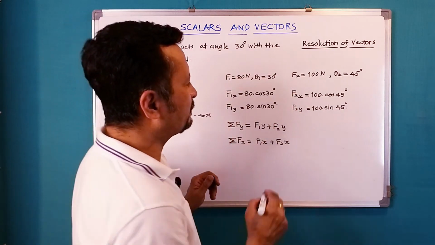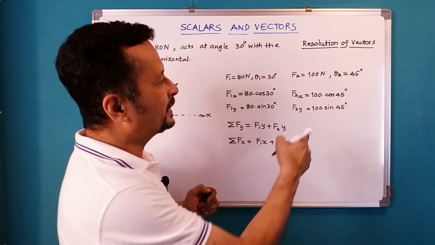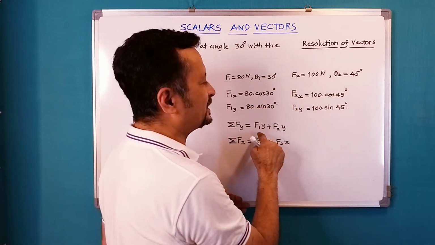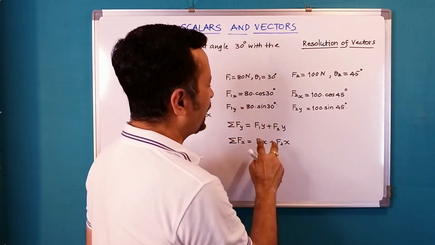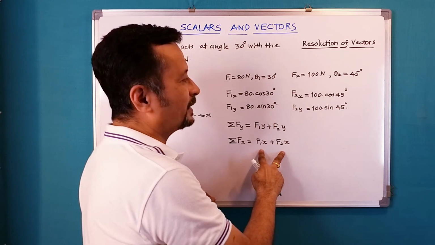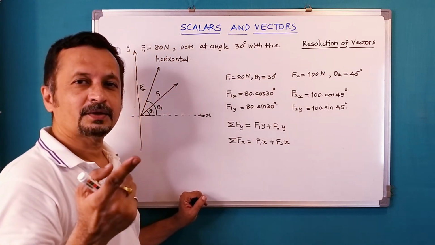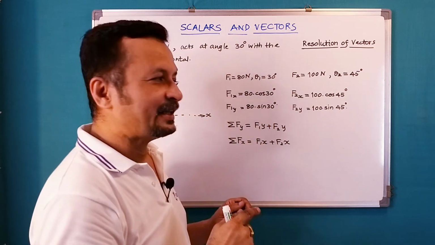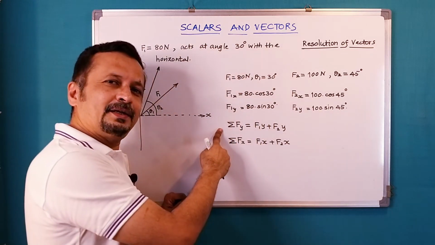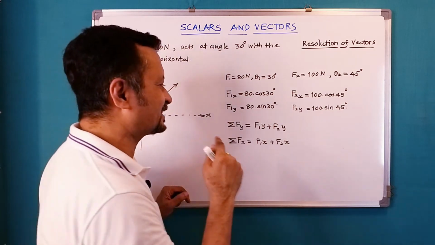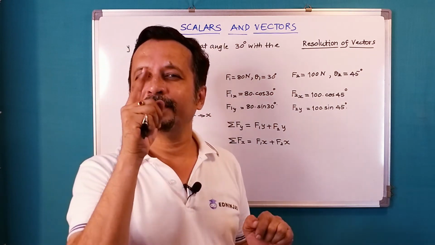Okay, so what? Now I have these values, 80 cos 30, 100 cos 45. You have calculators, you can calculate, you just add them. You add this F1x plus F2x, and then what would you do? Now you add them and then you get the total force in y direction and total force in x direction, and you can get the resultant.